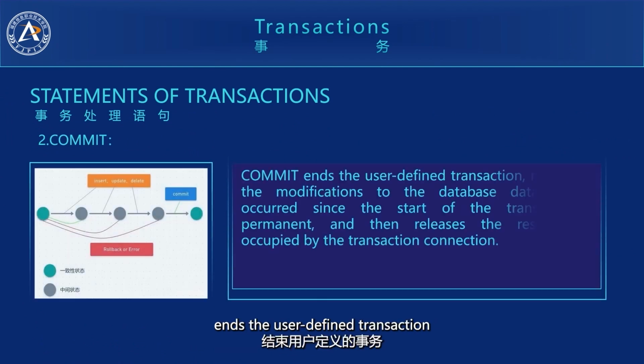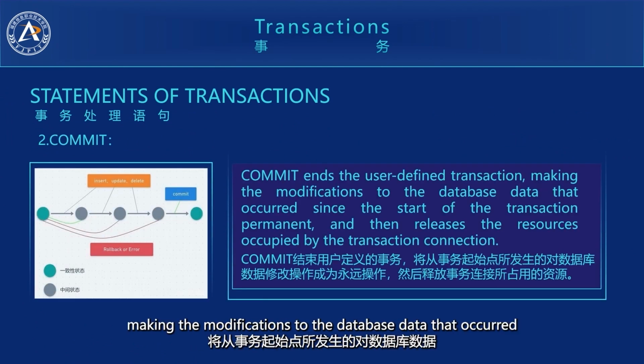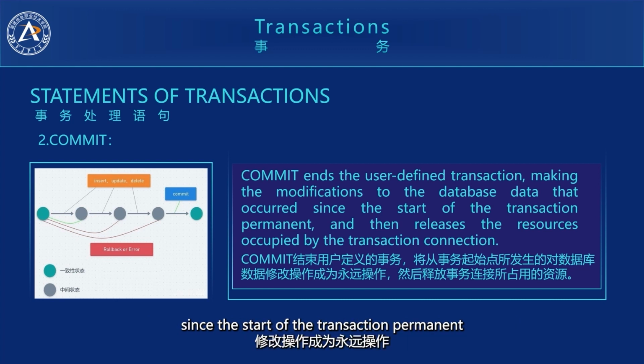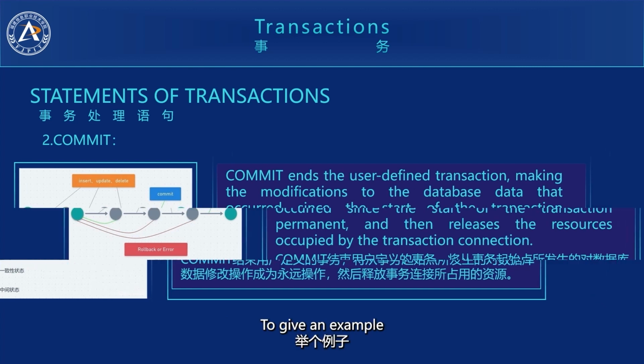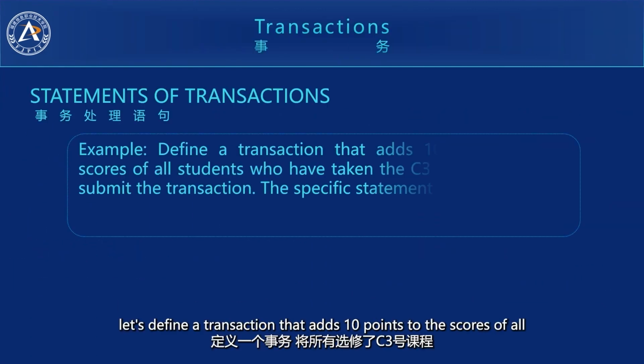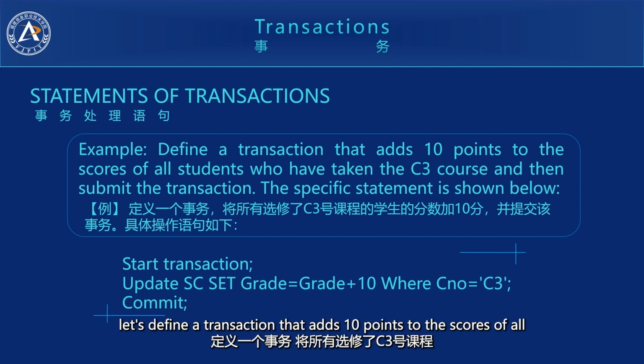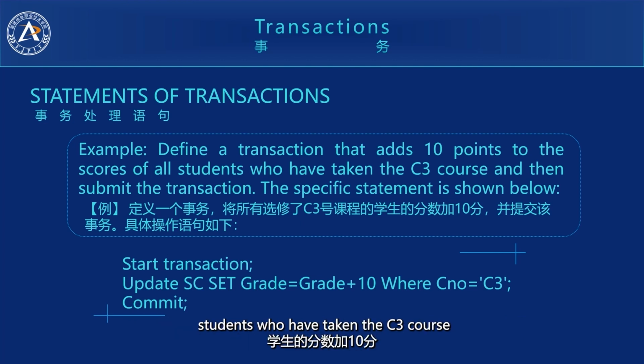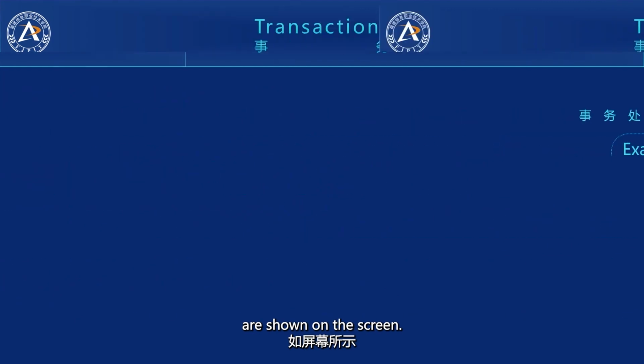Commit ends the user-defined transaction, making the modifications to the database data that occurred since the start of the transaction permanent, and then releases the resources occupied by the transaction connection. To give an example, let's define a transaction that adds 10 points to the scores of all students who have taken the C3 course and then submit the transaction. The specific statement and execution result are shown on the screen.